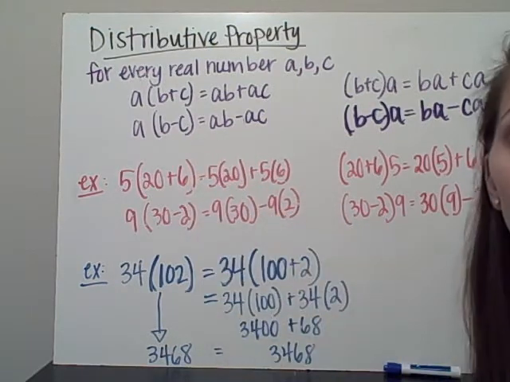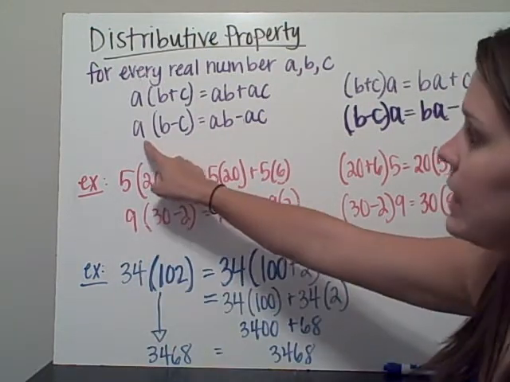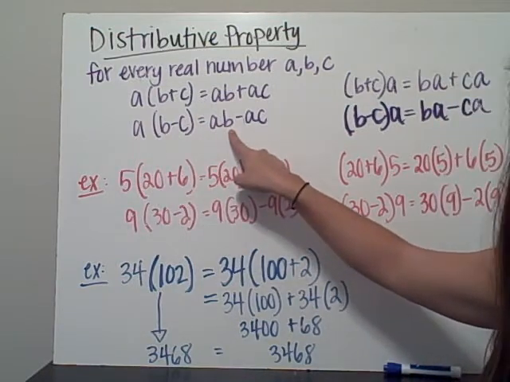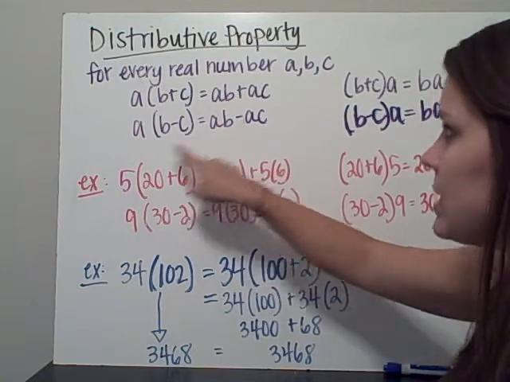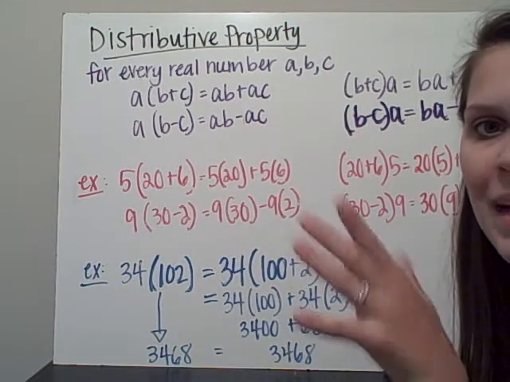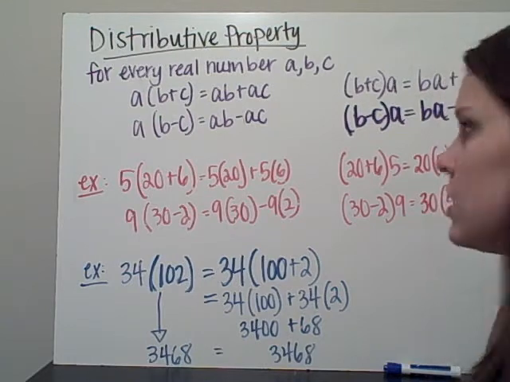This also works for subtraction. It's the same thing. You multiply a times b and you get ab minus a times c. So you're multiplying the numerical factor by everything inside the parentheses.